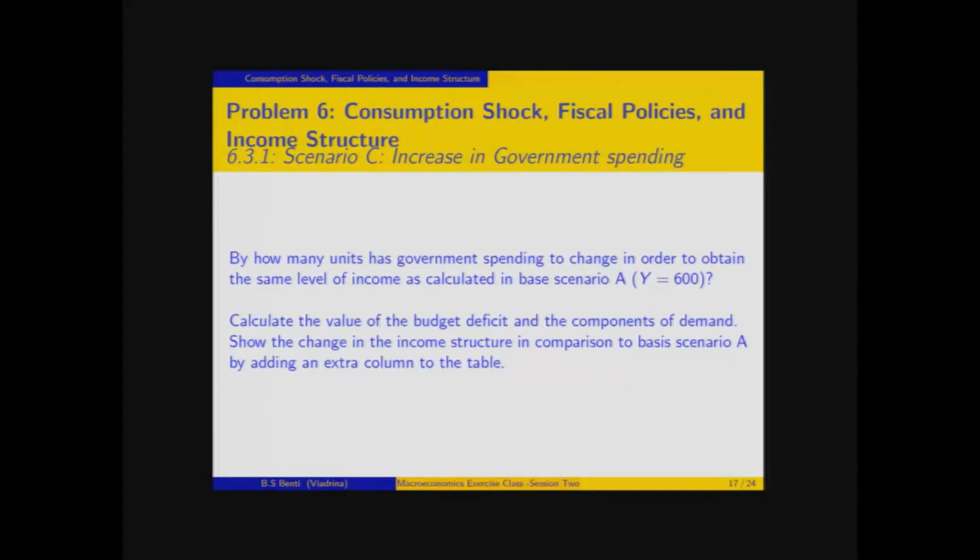Now we would move on to scenario C, and the situation in scenario C is given by: how many units has the government spending to change in order to obtain the same level of income as calculated in the basic scenario. Calculate the value of budget deficit and the component of demand. Show the change in income structure in comparison to scenario A by adding an extra column to the given table.